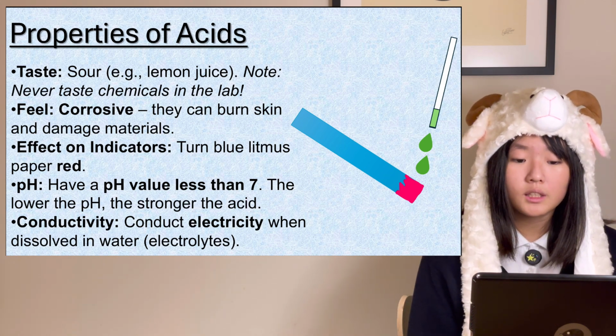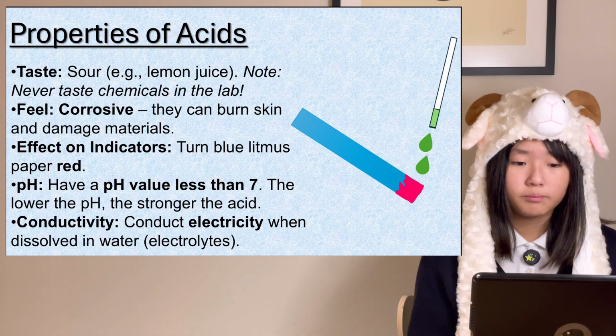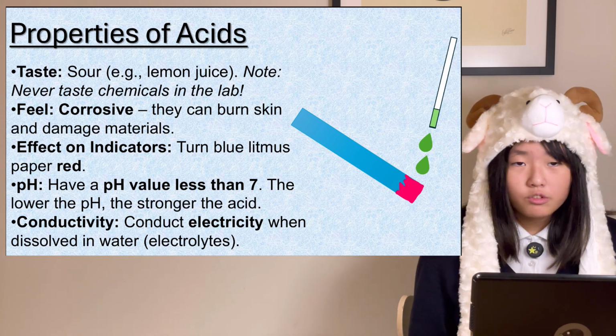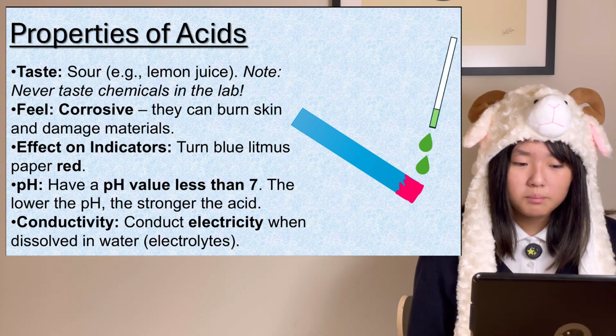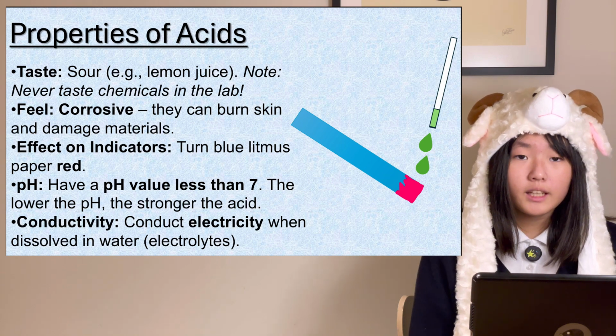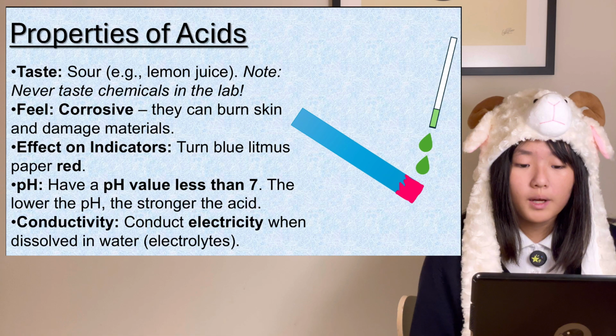The pH is less than 7. The lower the pH, the stronger the acid. For example, lemon juice isn't as strong as the strongest pH would be. The conductivity is that they conduct electricity when they're dissolved in water, but most of them don't otherwise.